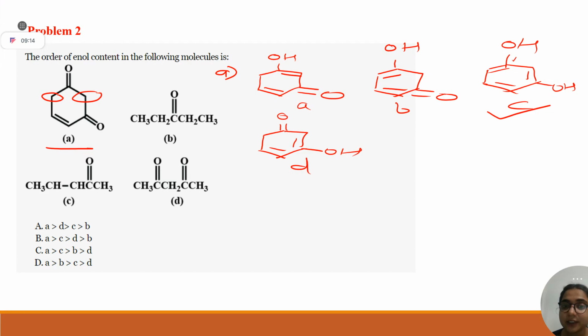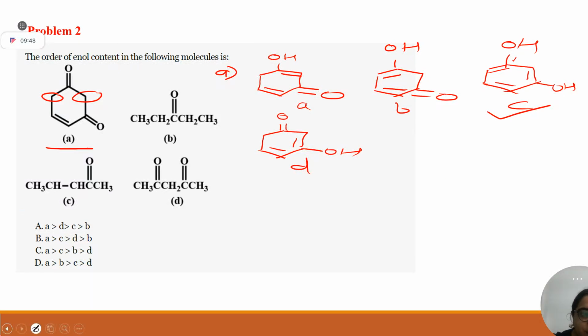But factors which can make your enol more stable than the ketone are resonance, conjugation, both are the same thing, or your enol form is bringing aromaticity, or your enol form is having some type of hydrogen bonding stability. In those cases, your enol form will be more stable than your keto form. But in B, there is no condition which can make it more stable. Yes or no? Yes, ma'am. So one thing is clear, that B will be in last.